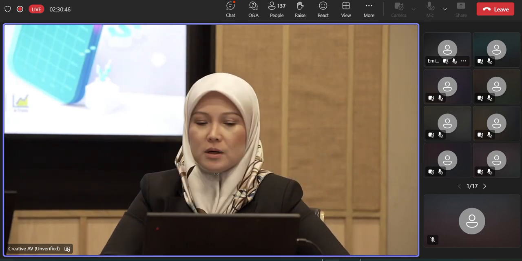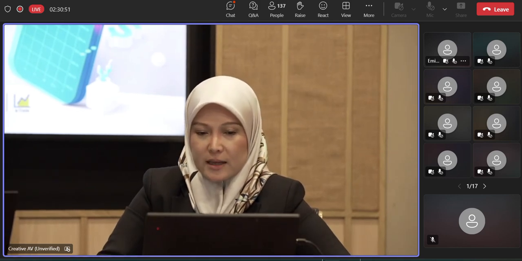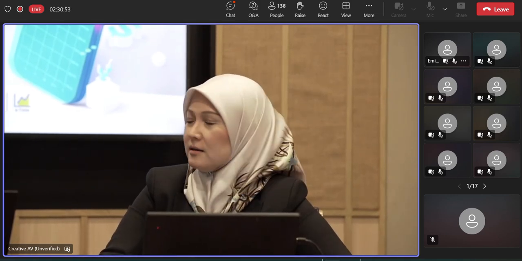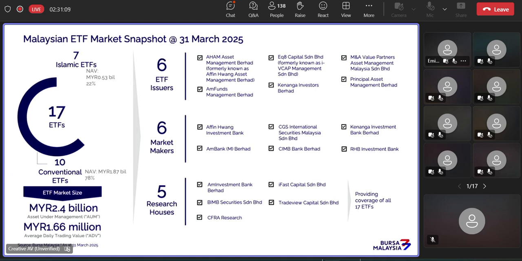Aham Asset Management. We have M Funds. We have Equate Capital. We have Kenanga Investors, M&A Value Partners, and also Principal Asset Management. Those are the ETF issuers, or we also call them fund managers. And market makers, basically, are there to ensure the liquidity in the market. Okay, because that is very important. And also we have 5 research houses that provide research coverage for all of our 17 ETFs.